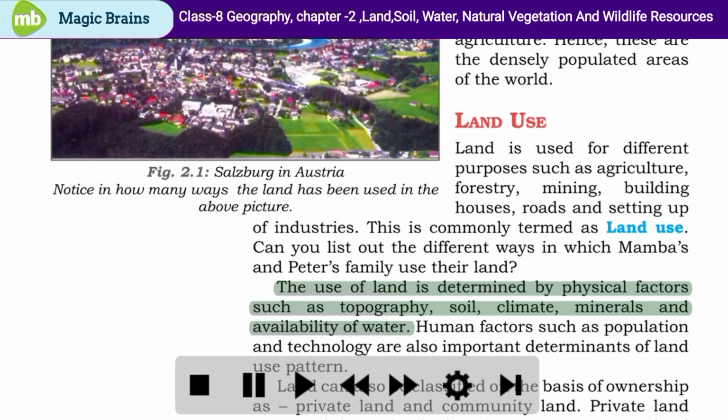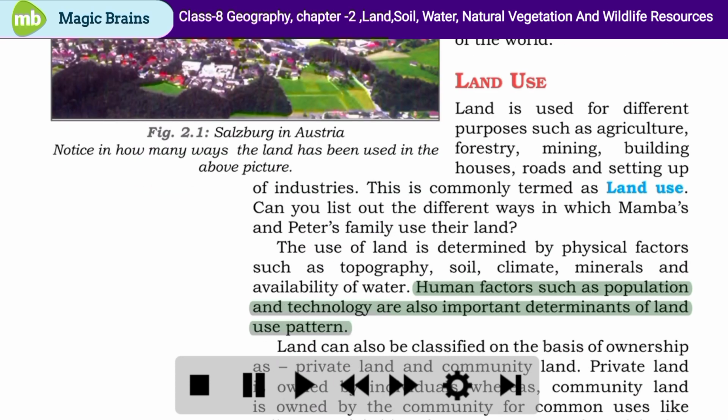The use of land is determined by physical factors such as topography, soil, climate, minerals, and availability of water. Human factors such as population and technology are also important determinants of land use pattern.